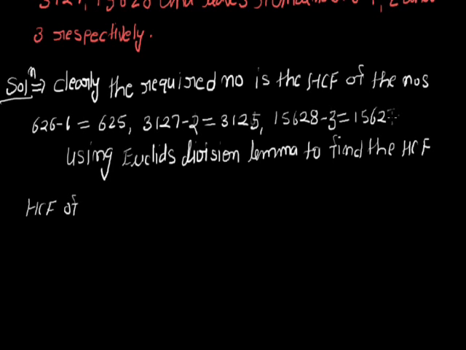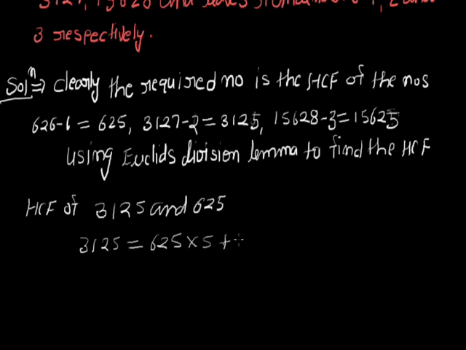In this case, remainder was 3. That is 15625. Now we want to find the HCF of 625 and 3125. HCF of 3125 and 625. For it, we will divide 3125 by 625. Okay, so quotient is 5 and remainder comes out to be 0. Now from here we can say that HCF of these two numbers is equals to 625, because at this stage remainder is equals to 0.